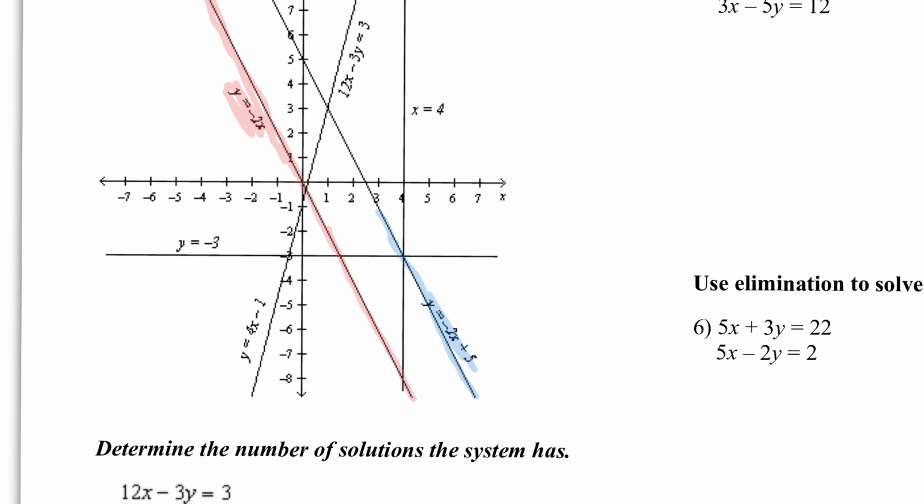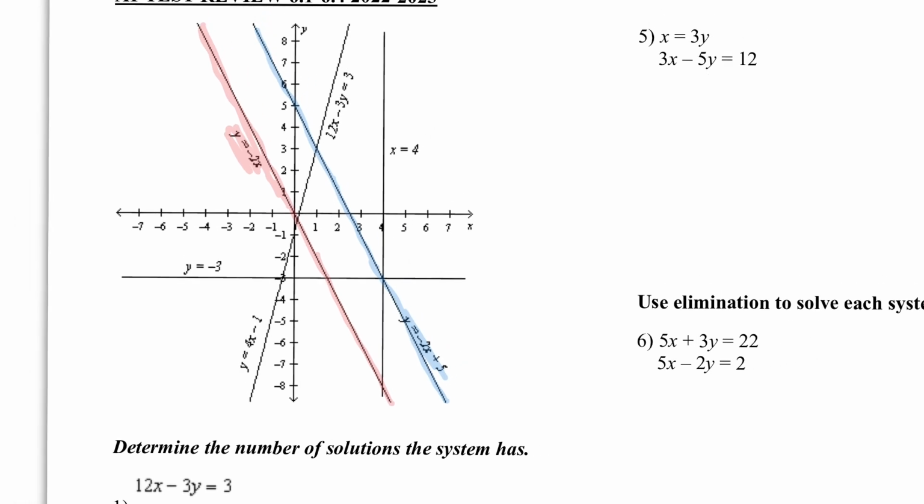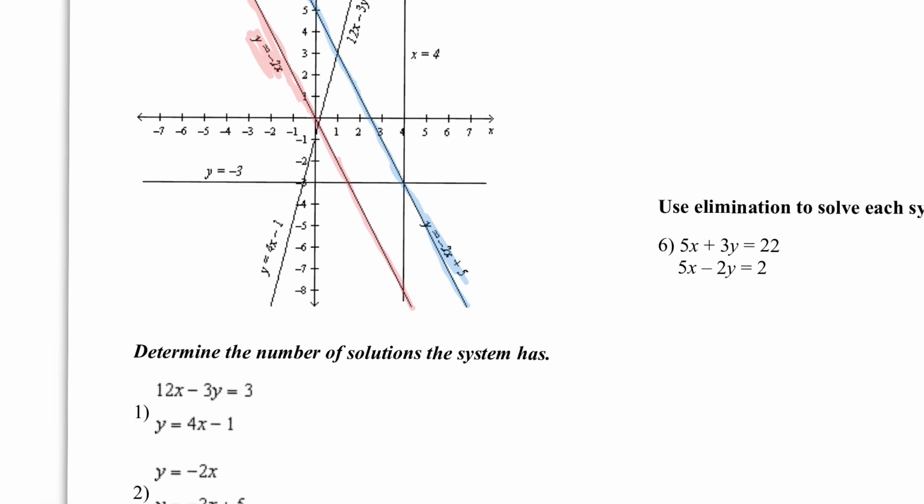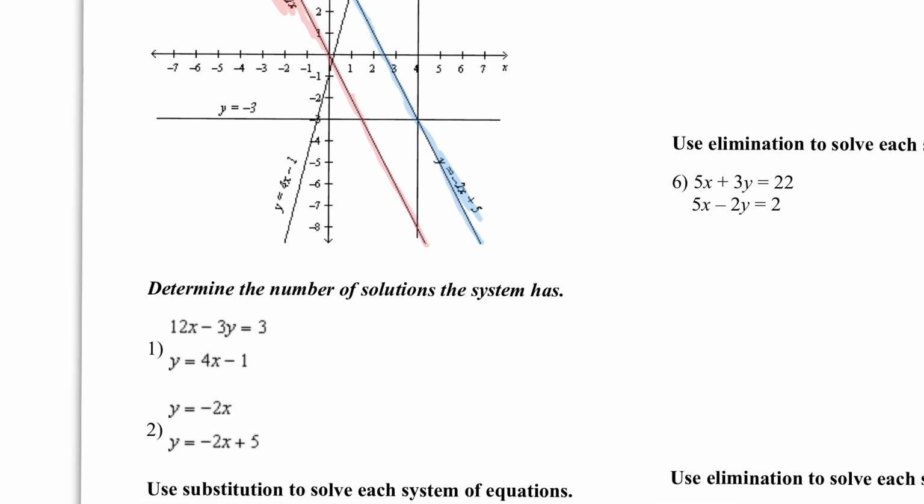Now, if you pay attention, the two lines are parallel. They do not intersect. They never touch. They will never intersect. So that means that the system that we've just found has no solution. So I'm going to write it down. No solution.